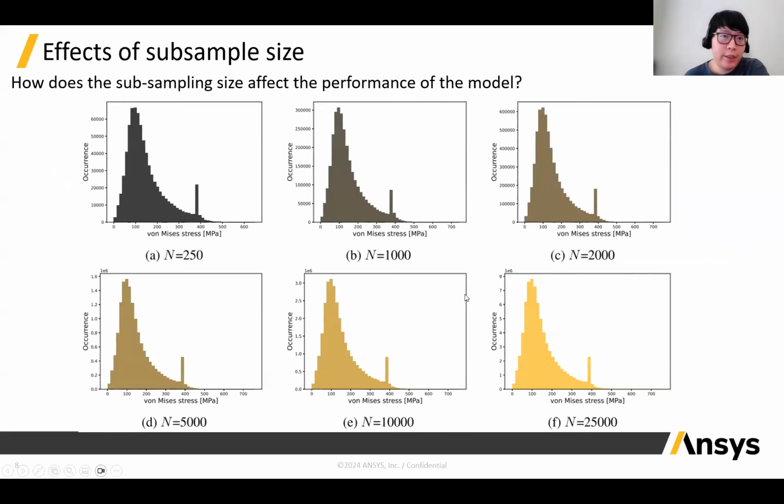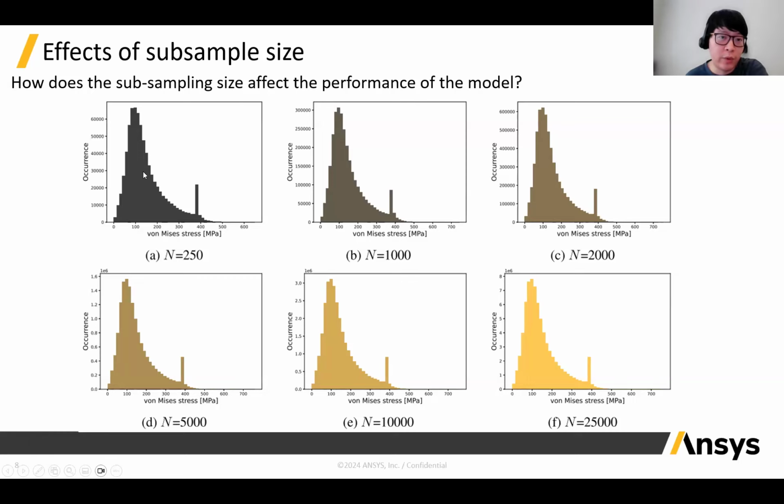So the natural question with subsampling is how much you can subsample and how does that affect your results. To look at that, we first take an example, a data set that has changing geometry, and we subsample just the input data set and see how that changes the distribution of the data. So we're not training anything at this point. We're just looking at how that changes our data distribution.